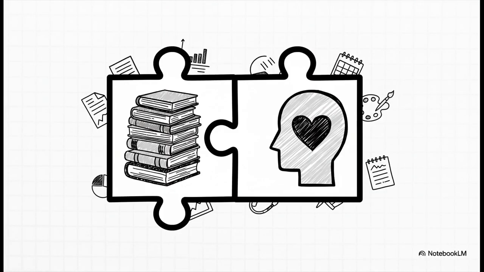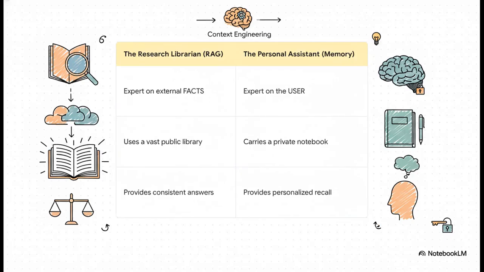Hey, this sounds an awful lot like retrieval augmented generation, or RAG, where an AI goes and pulls info from a knowledge base. And that's a great question, but they actually serve two totally different purposes. And this comparison just illustrates the difference perfectly.